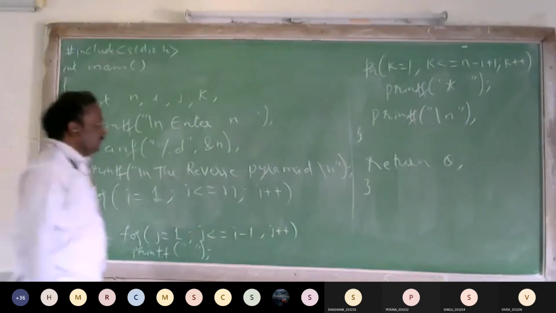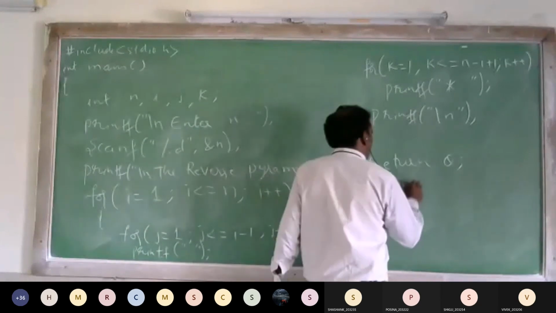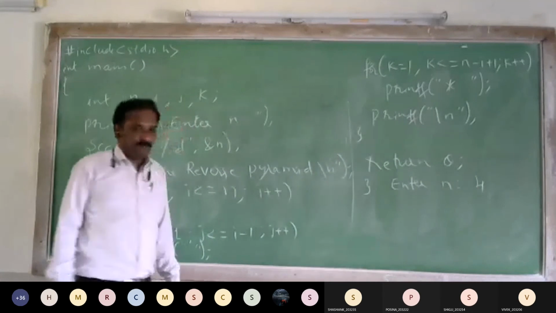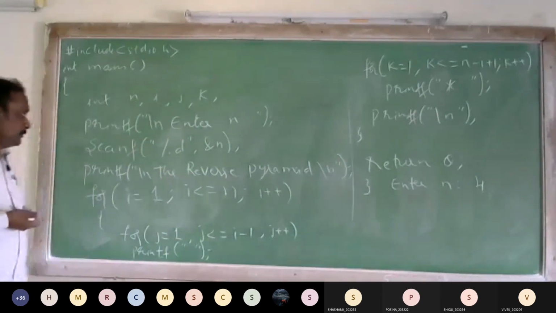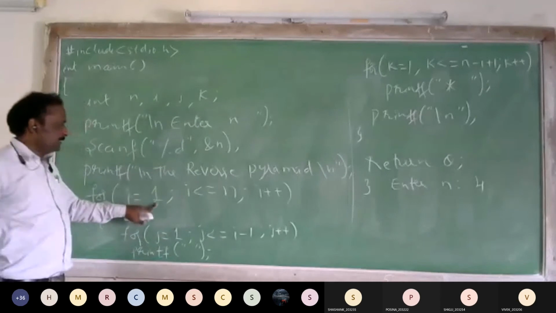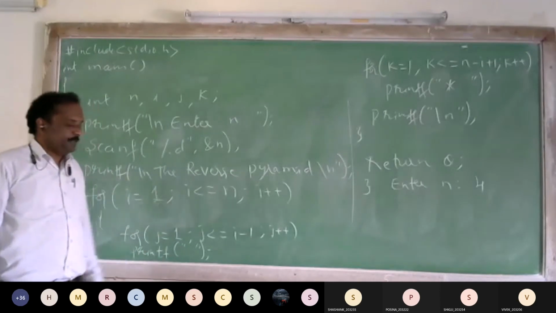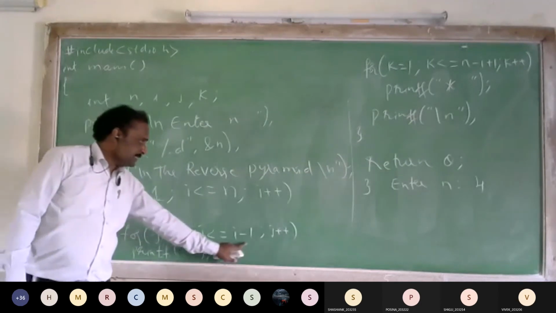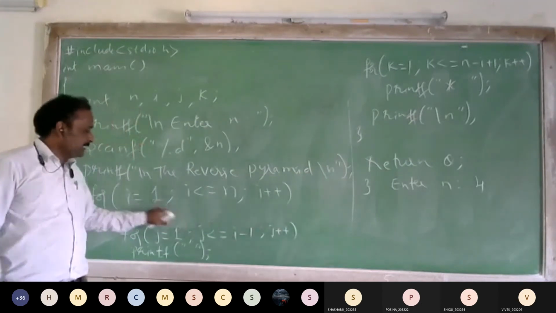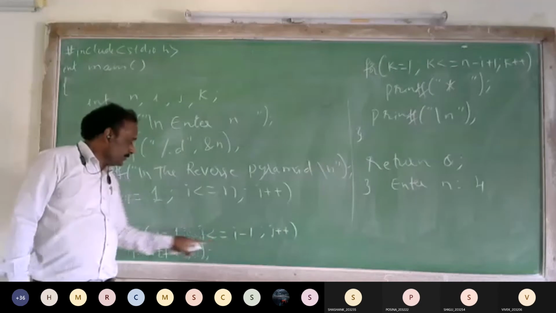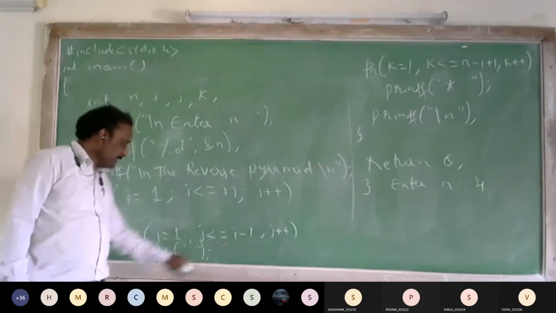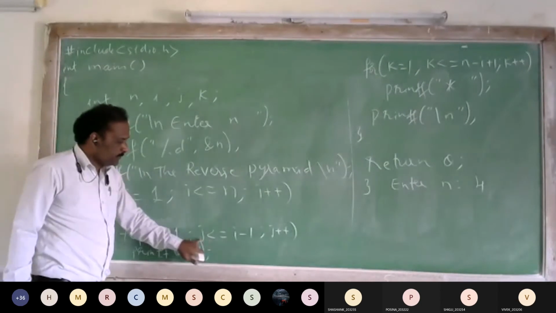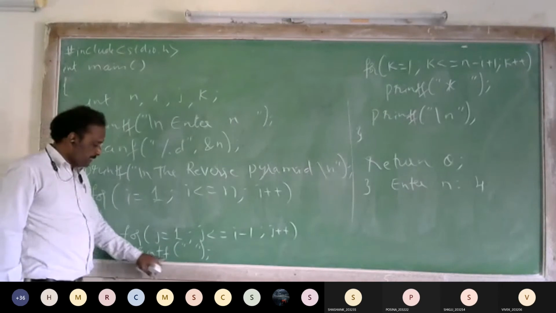Now the output. Enter n. Say that I want to enter n value as 4. Now I am starting with row number 1. I is equal to 1. 1 less than or equal to 4, yes, true. Inside. Now j is equal to 1. J less than or equal to, what is the value of I? I is 1. 1 minus 1, 0. Is 1 less than or equal to 0? False. False means the space is not executed, because 1 is not less than or equal to 0.